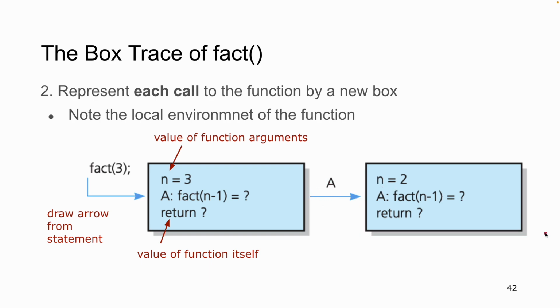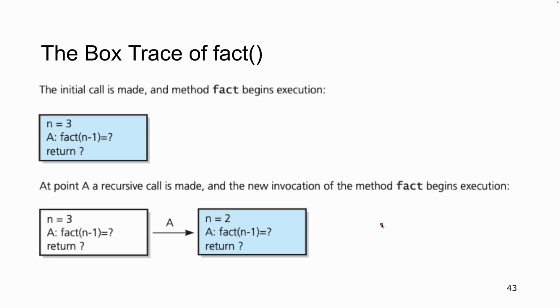And then in the second box, we know 3 minus 1 is 2. So in the second box, in the second layer of recursion, the value of n is 2. And because we just repeat the same function in each recursion, the label and the return are the same. We just continue to draw the boxes one by one.